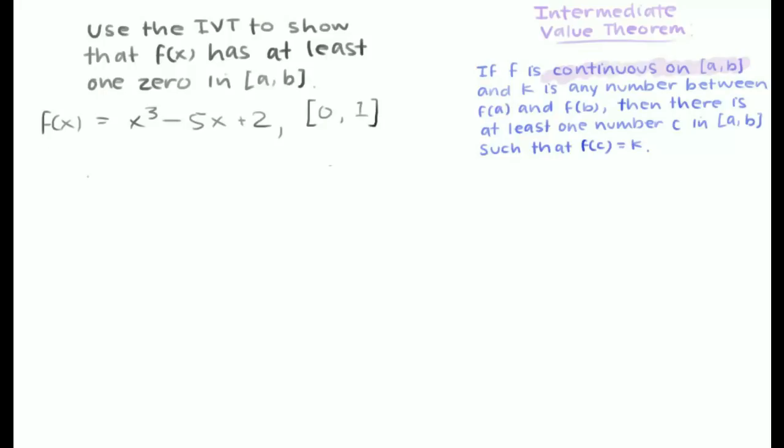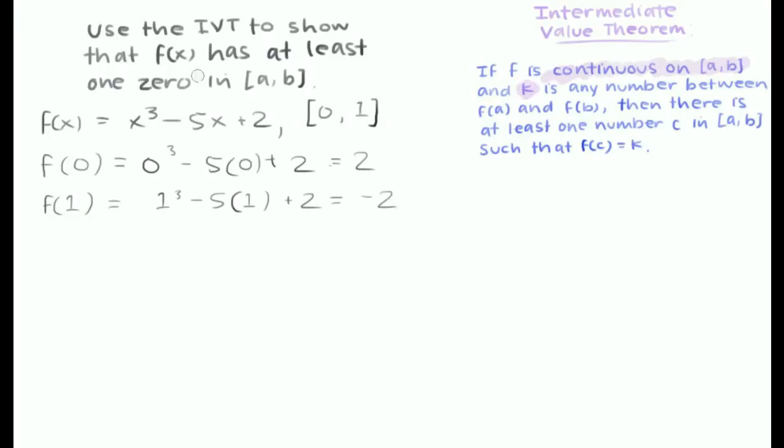So now we need to find f of a and f of b, and those are the y values of the endpoints on the closed interval. And because our closed interval for this problem is 0, 1, we're going to find f of 0 and f of 1, and we're going to get 2 and negative 2 respectively. If we look at our problem, it's asking to show that f of x has a zero in the interval, meaning that our k is equal to 0, which happens to be between f of 0 equals 2 and f of 1 equals negative 2.